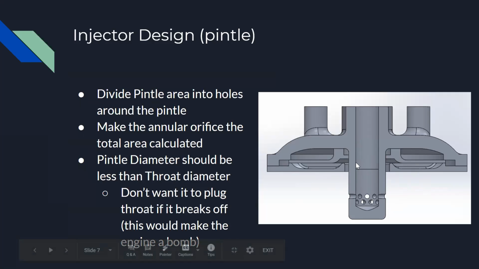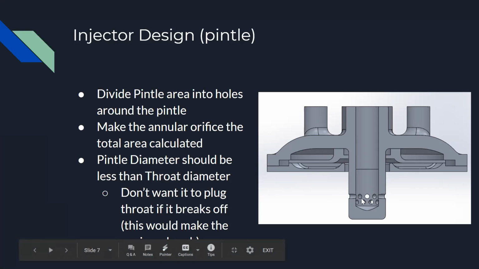As for sizing the pintle, the diameter should be less than the throat diameter. That's a good rule of thumb because if the pintle were to break off and it's bigger than the throat diameter, it would fly down and plug the throat and your engine would blow up. If you make it less than that, if it breaks off, it flies out of the throat, flies out of the engine, and then you just lose combustion and you're all good. I mean, you're not all good, but you're more good than you would have been if the engine blew up.